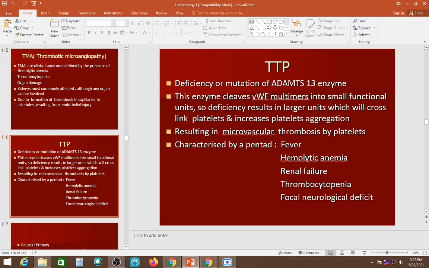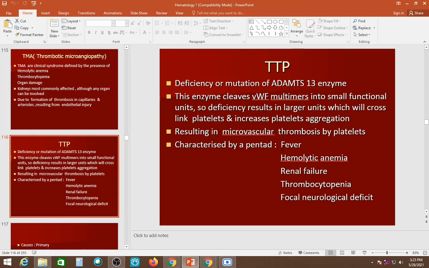So TTP is thrombotic thrombocytopenic purpura, and it is due to deficiency or mutation of the ADAMTS13 enzyme. The importance of this enzyme is that it cleaves von Willebrand factor multimers into small functional units. The deficiency of this enzyme results in the formation of larger units, which will cross-link the platelets and increase platelet aggregation, and because of this, result in microvascular thrombosis. So this TTP, they said, is characterized by a pentad.